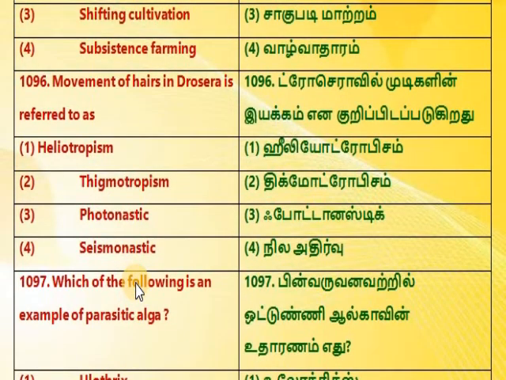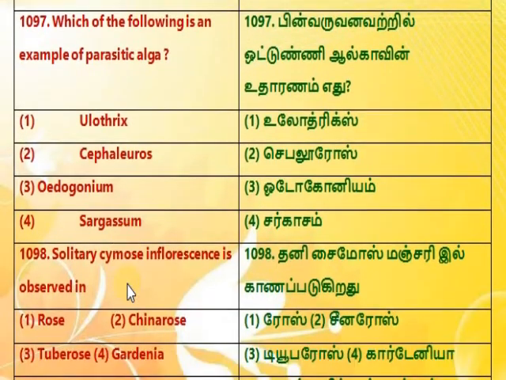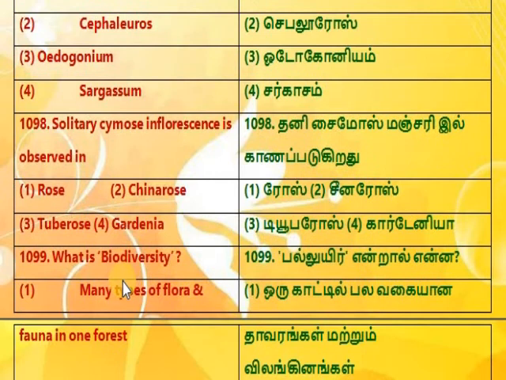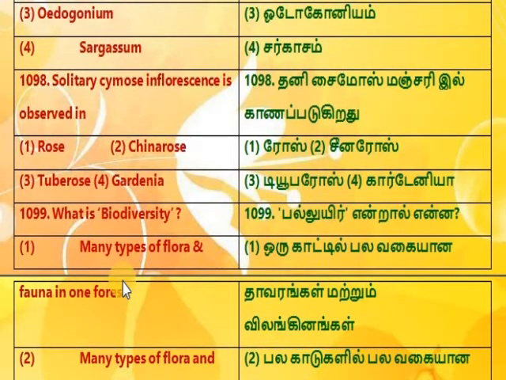1096. Movement of hairs in Drosera is referred to as 1. Heliotropism. 2. Thigmotropism. 3. Photonastic. 4. Seismonastic. 1097. Which of the following is an example of a parasitic alga? 1. Oedogonium. 2. Cephaleuros. 3. Oedogonium. 4. Sargassum. 1098. Solitary cymose inflorescence is observed in 1. Rose. 2. China rose. 3. Tuberose. 4. Gardenia.